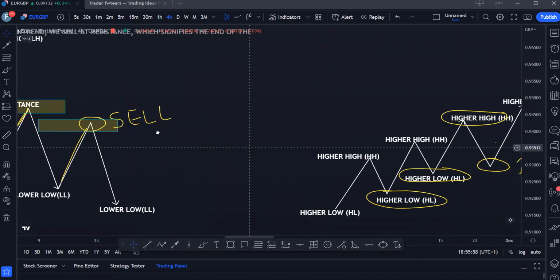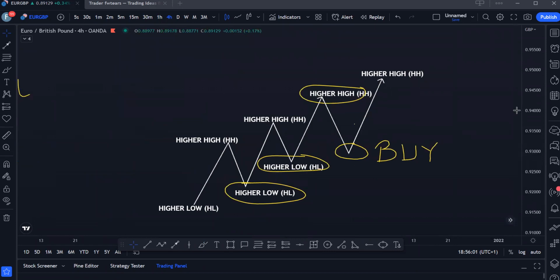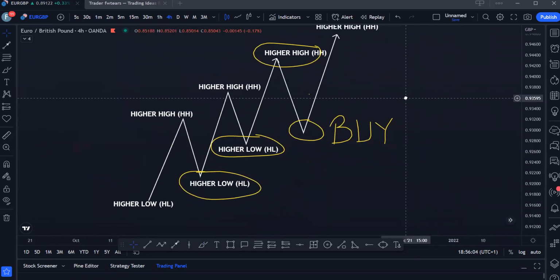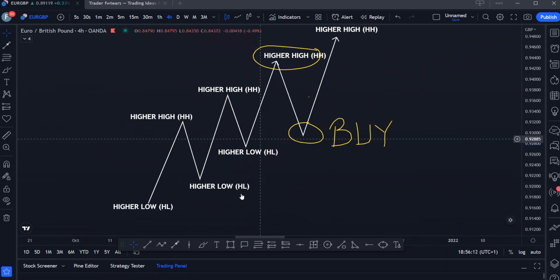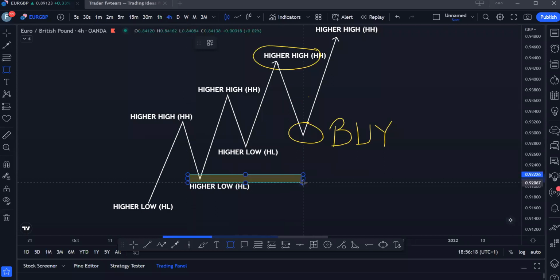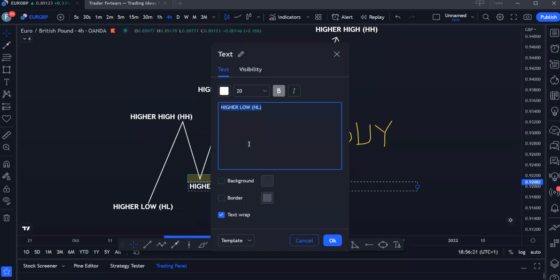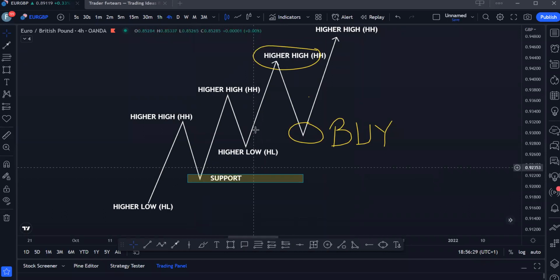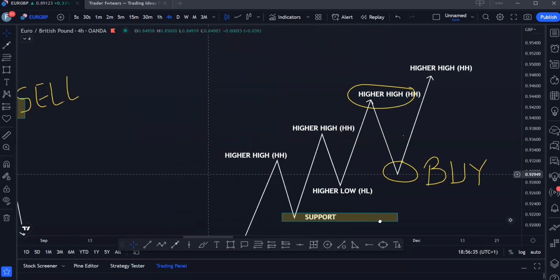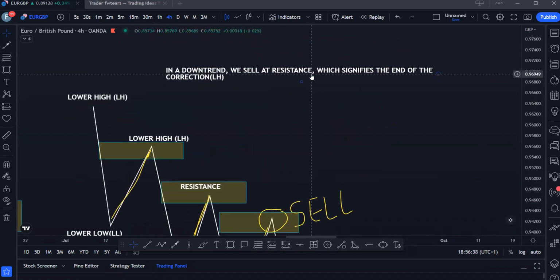Likewise, in an uptrend, we want to buy at support. Over here we align with a support, to be a support zone. So in an uptrend, we want to buy at support. Let me bring that here as well.